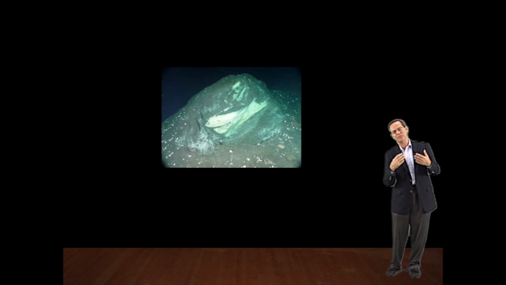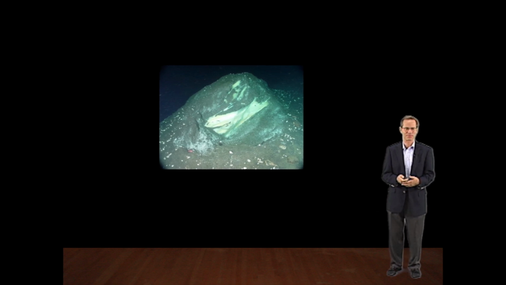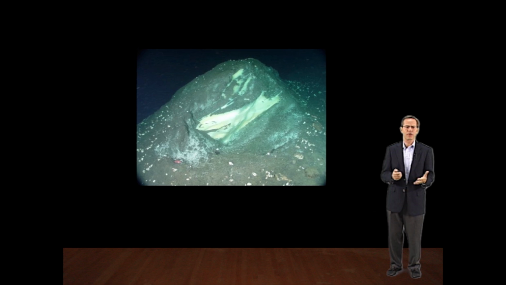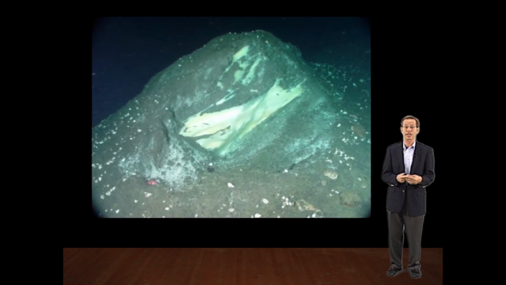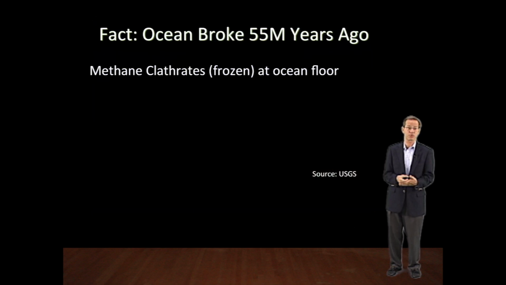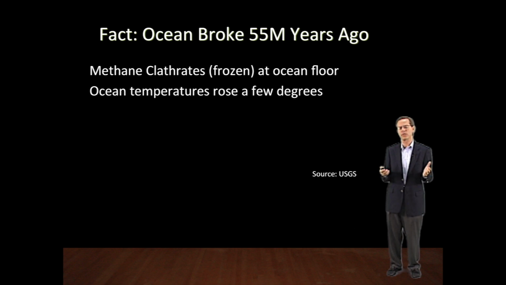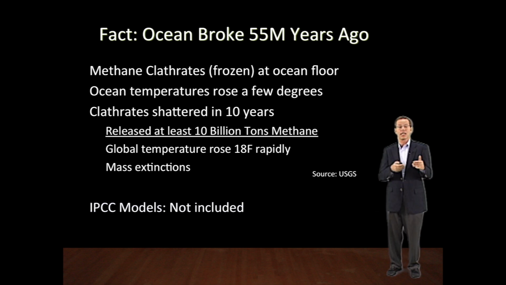And then we could dive deeper into the ocean and go to the bottom of the ocean. At the bottom of the ocean, we've got things called methane clathrates. And in fact, 55 million years ago, we have some data that suggests that these methane clathrates, which are frozen at the ocean floor, did break and come to the surface, and the methane was released. The ocean temperature worldwide only rose by a few degrees. But the clathrates shattered in less than 10 years, releasing at least 10 billion tons of methane right into the atmosphere. Global temperatures rose some 18 degrees Fahrenheit very rapidly and caused mass extinctions.